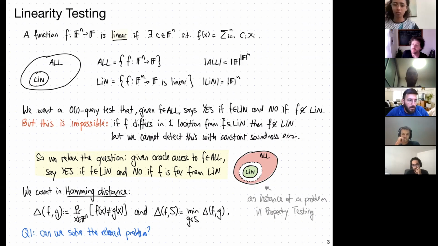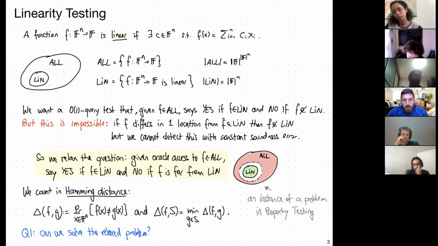Okay. I don't really understand the definition of the Hamming distance between two functions. Yes, it's a probability. So that's a good question. It's just an abuse of the notion of probability, just for the sake of counting.